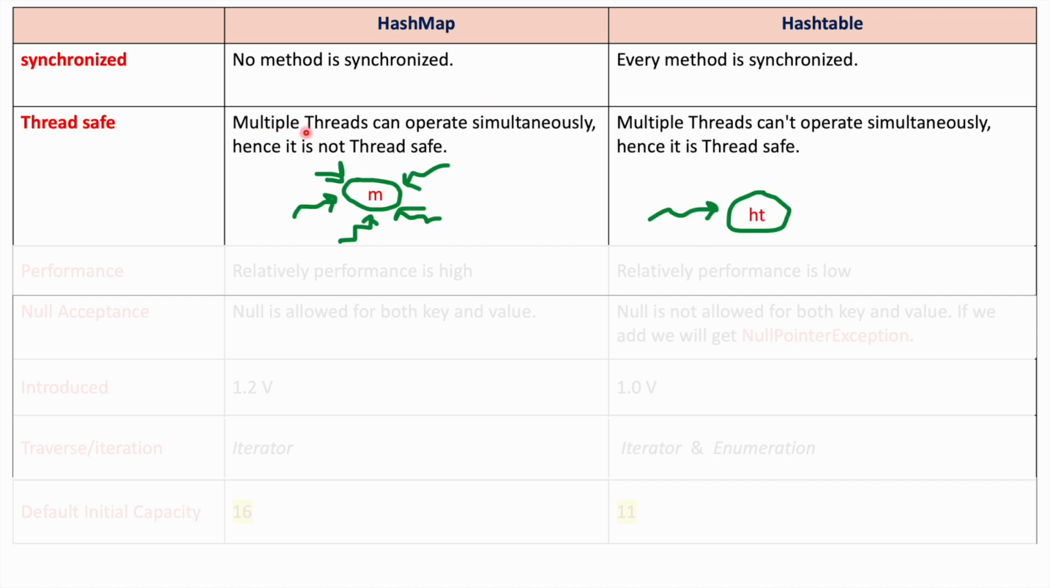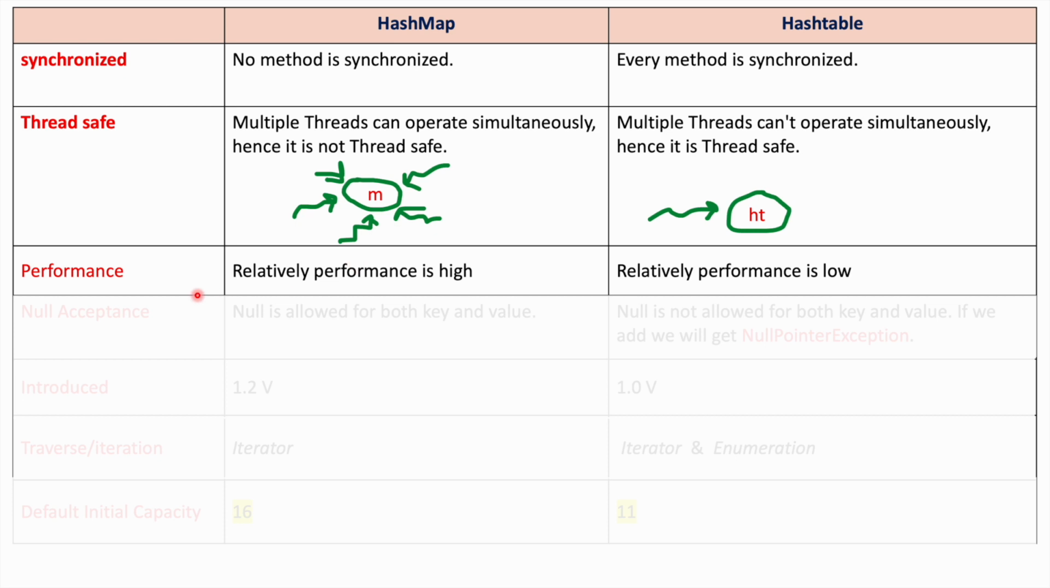Thread safety. In HashMap, multiple threads can operate simultaneously, hence it is not thread safe. If you have a map object m and multiple threads can access it simultaneously, thread safety won't be there. In Hashtable, multiple threads cannot operate simultaneously. Every method is synchronized, so while one thread is working on a method, another thread cannot access that method until thread 1 completes its execution. Only one thread can execute at a time, so thread safety will be there.